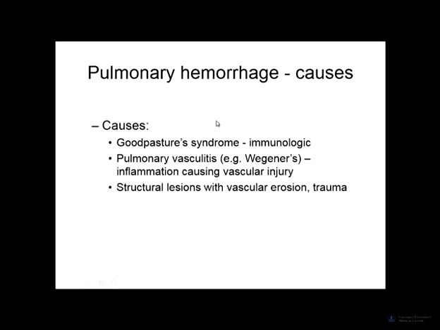Now, in addition to traumatic lesions, like a knife wound or something causing bleeding, bleeding will also result from damage to the vessels themselves, and some of those cases will be immunological, and there are immunological diseases that can cause pulmonary hemorrhage.